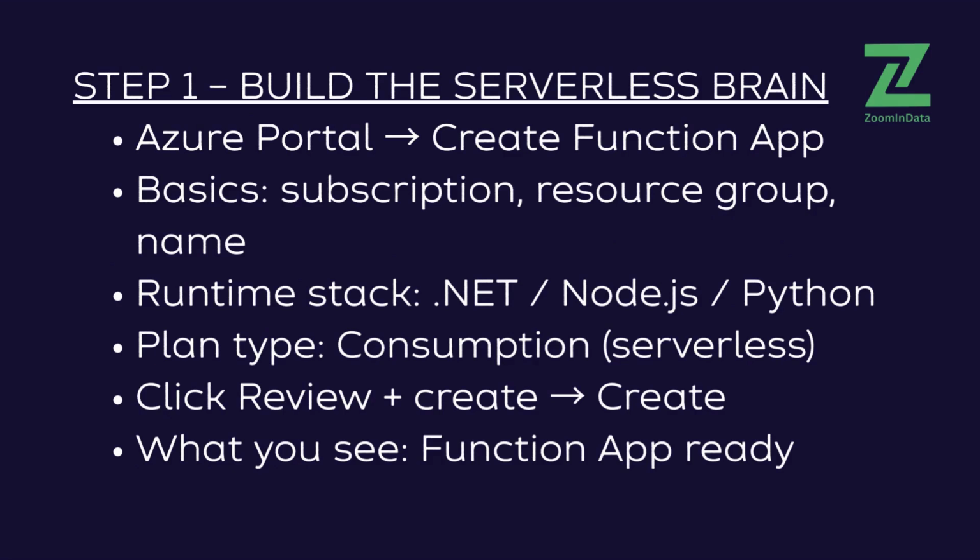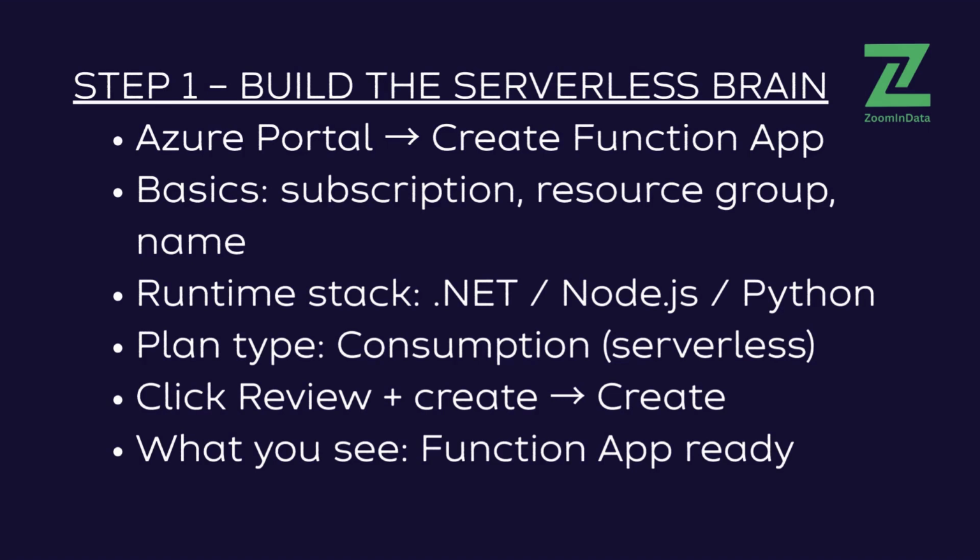Step 1. Create the serverless brain. In Azure Portal, search function app and click Create. Give a name like Teja Synapse Trigger. Choose the same region as Synapse. Runtime stack: pick Python or .NET, easy for beginners. Hosting plan: Consumption. Serverless, pay only when it runs. Click Review plus Create, then Create. Wait 1 to 2 minutes. See deployment success and click Go to resource. It means your serverless function host is live.